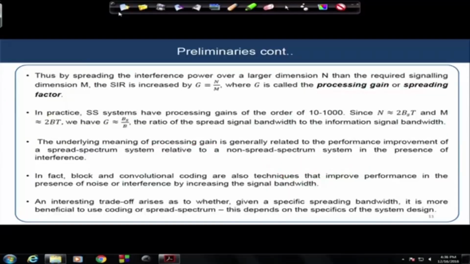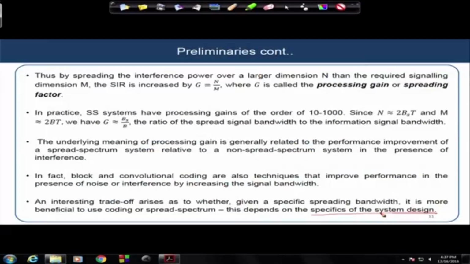So the question here is this. We understand that when we use convolution coding or block coding for the channel encoding process, it also improves the performance of the whole system in the physical layer, and in the presence of noise as well as interference, we get enhanced bit error rate performance. They also work by increasing the signal bandwidth. Then is it fine to go ahead with block or convolution channel coding, or should you go ahead with spread spectrum communication?